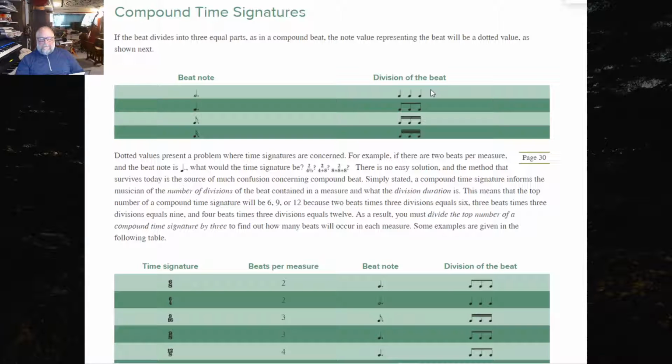Now the fundamental difference, we talked about this in class the other day, between compound and duple time is that compound allows you to have three notes in the beat, or what we might call a triplet subdivision or a three-note subdivision of the beat.